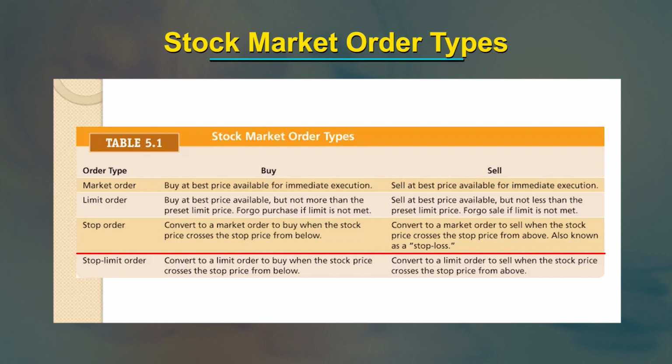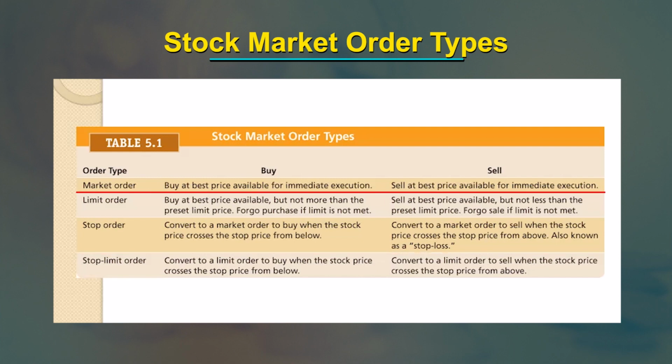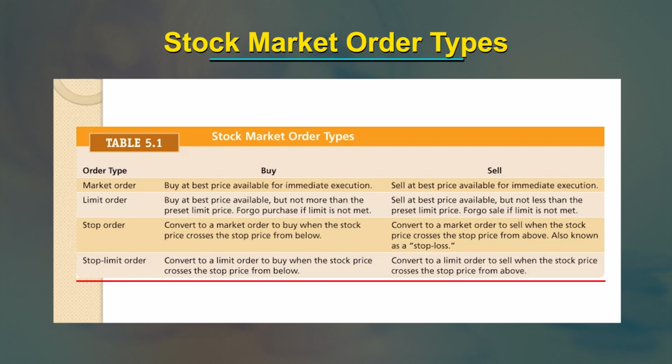The selling part is convert to a market order to sell when the stock price crosses the stop price from above, and this is also known as a stop loss. And then finally we have the stop limit order. The buy portion of it is to convert to a limit order to buy when the stock price crosses the stop price from below, and sell is convert to a limit order to sell when the stock price crosses the stop price from above.